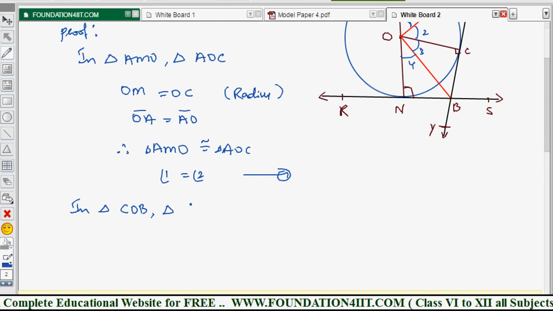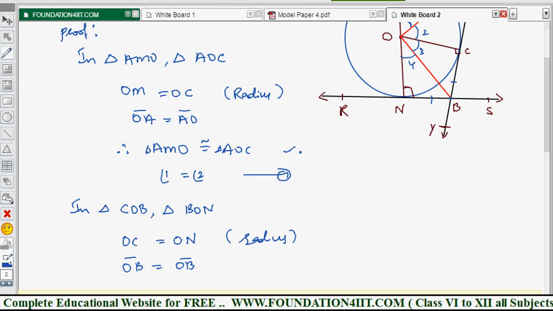and triangle BON, from this both are the same, that is OC is equal to ON. This is a radius. Radii in the same circle are equal. And OB is the common side for both. Similarly BN and BC are also equal, because tangents from an external point to the same circle are equal.